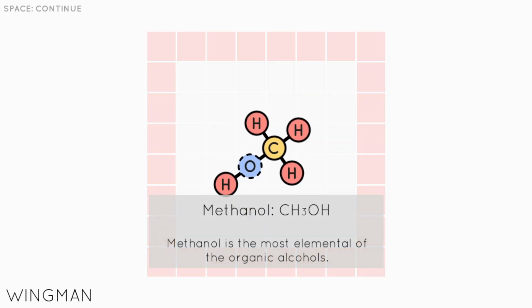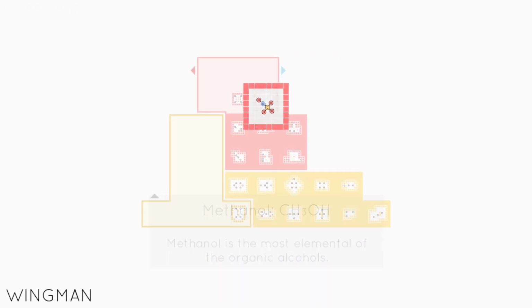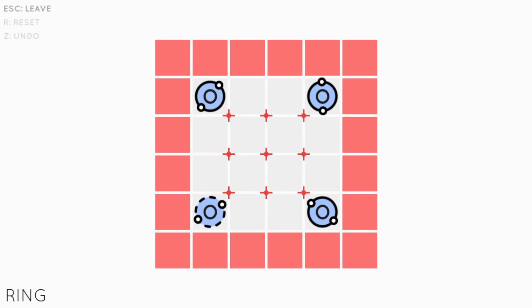Methanol is the most elemental of the organic alcohols. Yeah, it contains only one carbon. Technically, alcohols can have as long a carbon chain as they want. But yeah, one is the least they must have. Breathe. No, we don't do that yet. Let's do ring. Oh, alright. Lots of O's here. So ring.